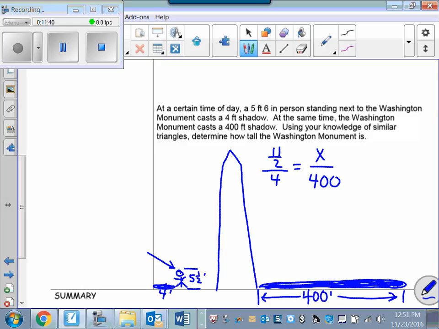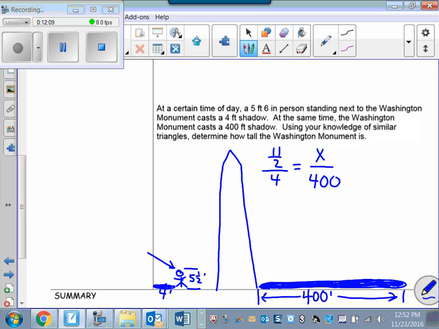Now anybody who knows anything about the sun knows that I have drawn my shadows incorrectly because the sun is making both of these shadows, so naturally both shadows would be on the same side of the figure. So let's pretend like the guy's not beside the Washington Monument. They're at different places, but at this particular time of day, his shadow's 4 feet. The Washington Monument casts a shadow that's 400 feet.